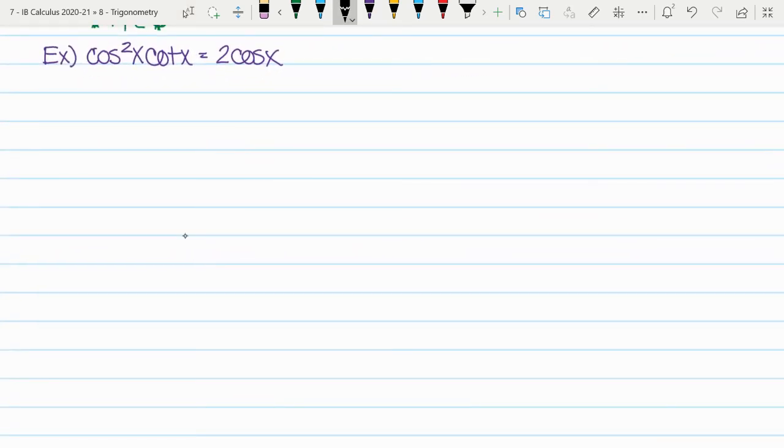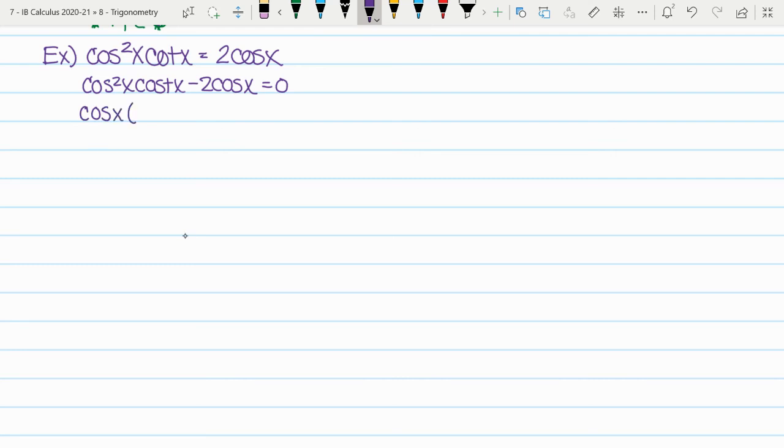All right, last but not least, let's come down to this one. Cosine squared x times cotangent of x equals 2 cosine of x. This one's a weird one, and you're going to want to factor it. So I'm going to get it equal to 0 first. So cosine squared x cotangent x minus 2 cosine of x has to equal 0. And then I will factor my cosine out.